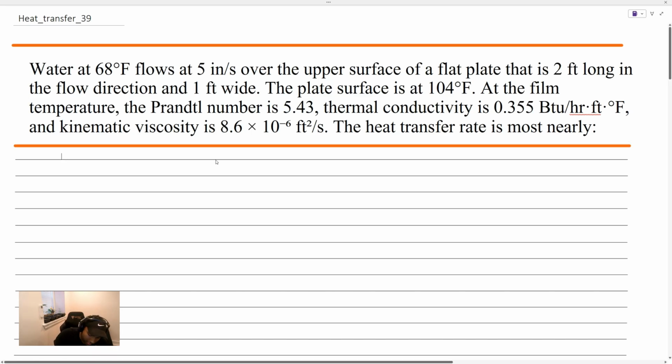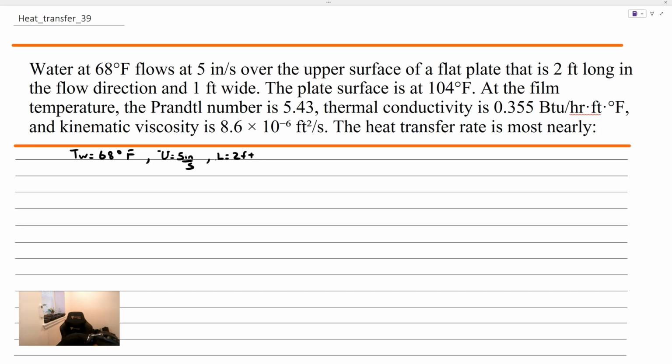Let's compile these inputs. The temperature of the water is equal to 68 degrees Fahrenheit. The flow speed is 5 inches per second, flowing over the upper surface of a flat plate. The length of the flat plate is 2 feet, and it has unit width into the page, which is 1 foot. The temperature of the plate surface is 104 degrees Fahrenheit.